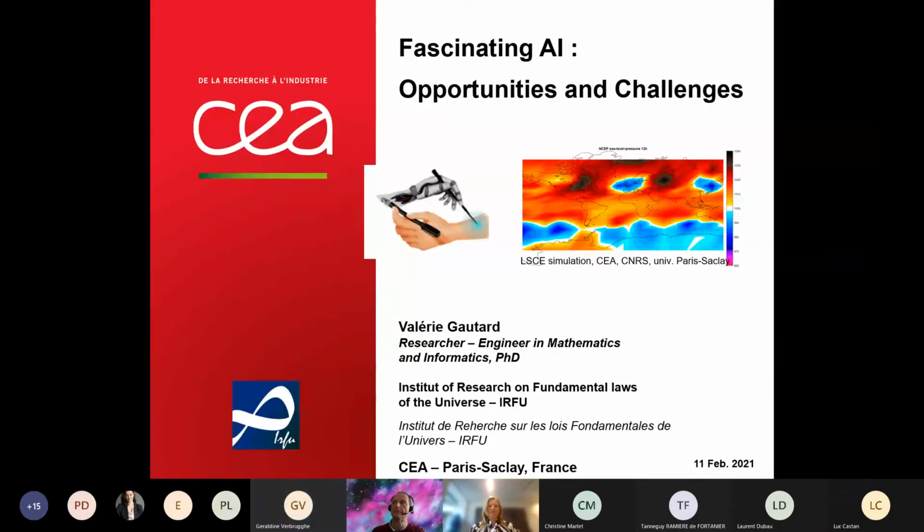Unfortunately, as we all have sometimes had this problem, Valérie's interconnection is not so stable, so she will not be able to connect her camera, but we should normally be able to hear her and see her slides. So, Valérie, the floor is yours. Thank you, Jessica. Could you share your screen, Jessica? Normally, you should be seeing my slides. Yes, I see it. Thank you, Jessica.